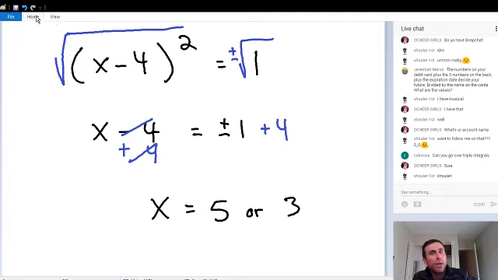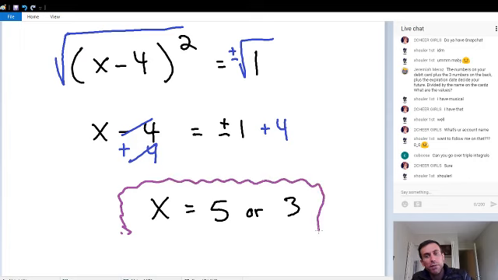All right, so we have officially solved this quadratic equation by completing the square. X is equal to positive 5 or positive 3.